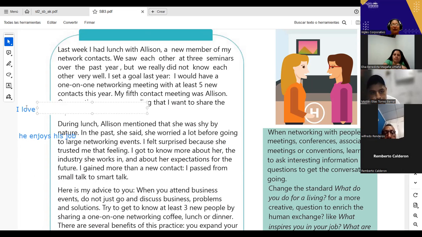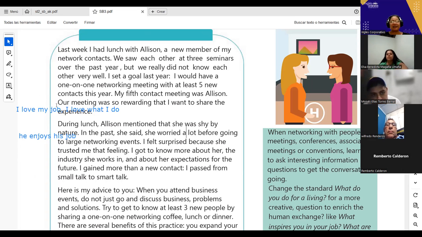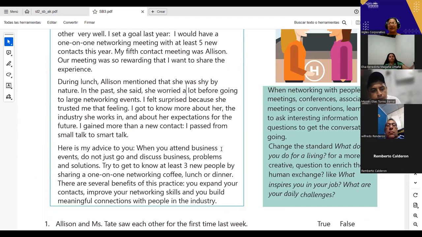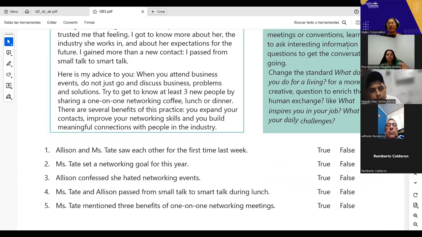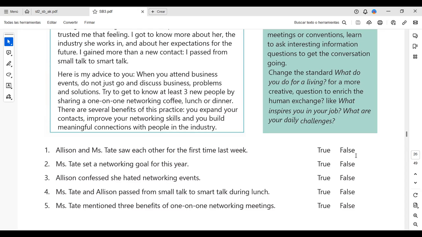Now, since we are practicing vocabulary and we have shared information with your classmates, we are going to continue practicing our vocabulary. I'm going to erase this. Now we are going to complete this exercise all together. On this page we have true or false, five different exercises, and we need to decide which is correct according to the reading exercise. Let us see if we can answer these five statements.